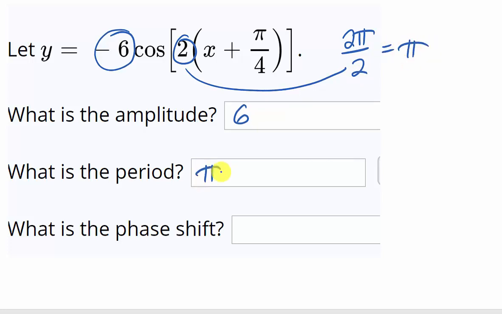And then the phase shift, if we already have the coefficient of x factored out here, we look here, the phase shift is going to be the opposite sign of this number right here. It's going to be negative pi over 4.